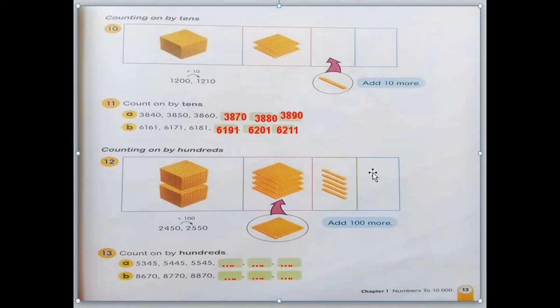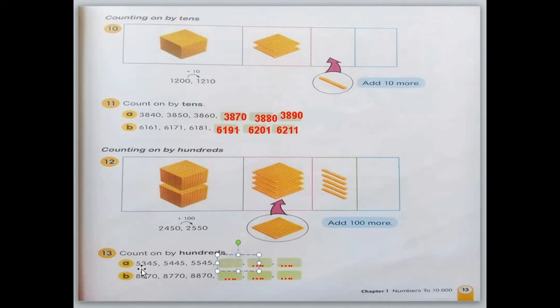Now, after we count by tens, we need to count by hundreds. If you count by 100, you just add 100 more. Or the simplest way is, if you look at the number in the hundreds, you just need to add 1. Over here, you see 2,450, and then you add 1 to the hundreds, it becomes 2,550. That's the same as adding 100 to 2,450. Now, let's go to question 13a.